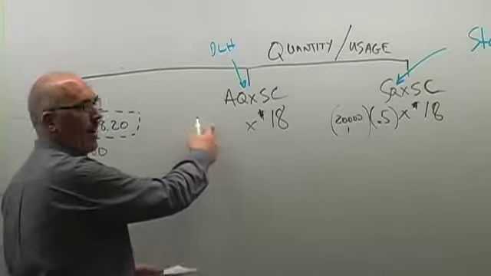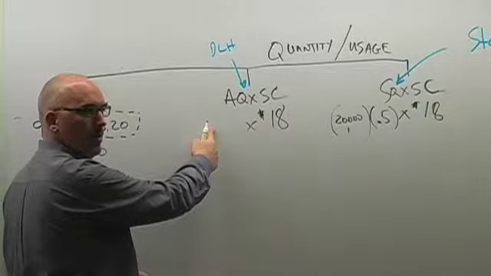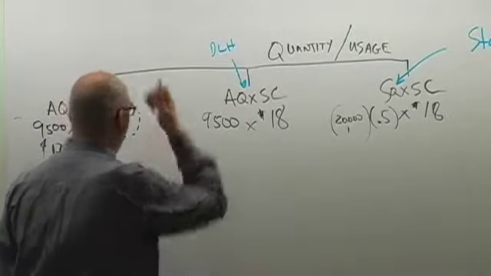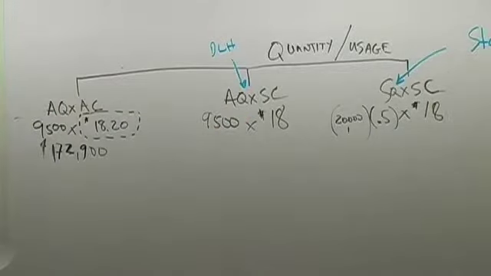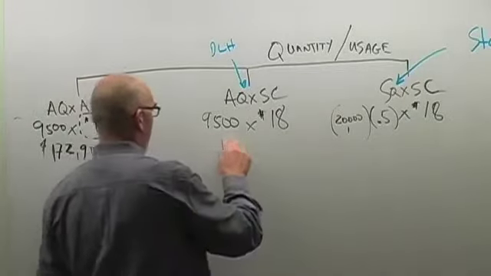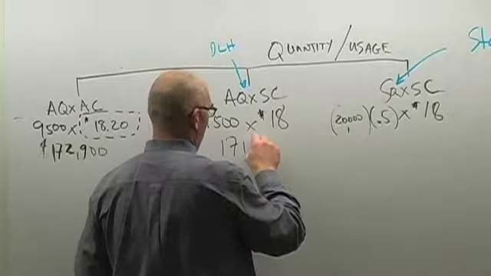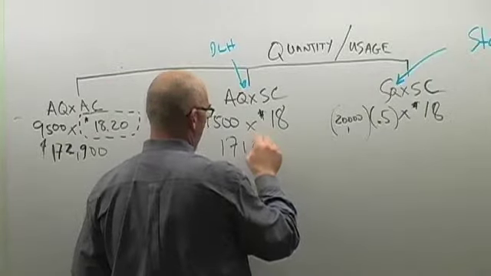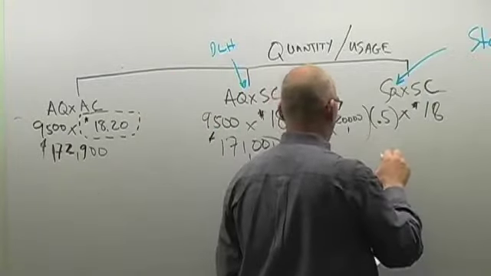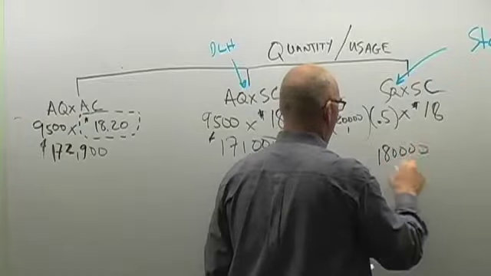Jeff, what goes here, AQ? 9,500, okay. So now we need some math. 9,500 times 18. Kylie, can you do that? I'm sorry, I was working ahead. What was the question? Do you have this calculated? What is it? 171,000. Even? Okay. Do you have this one calculated? 180,000. How beautiful.